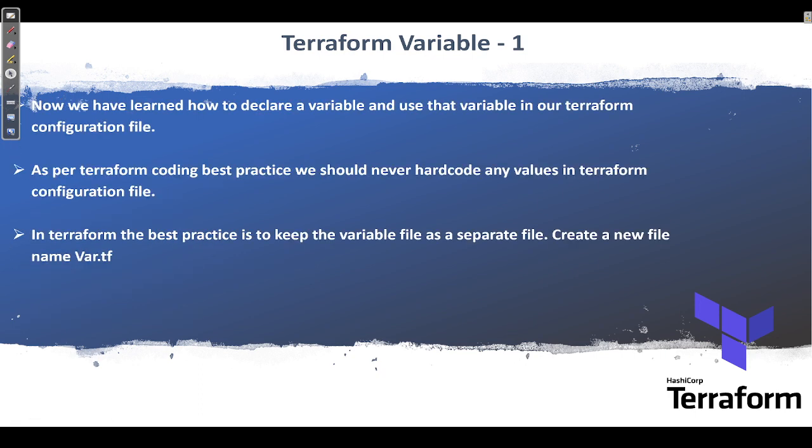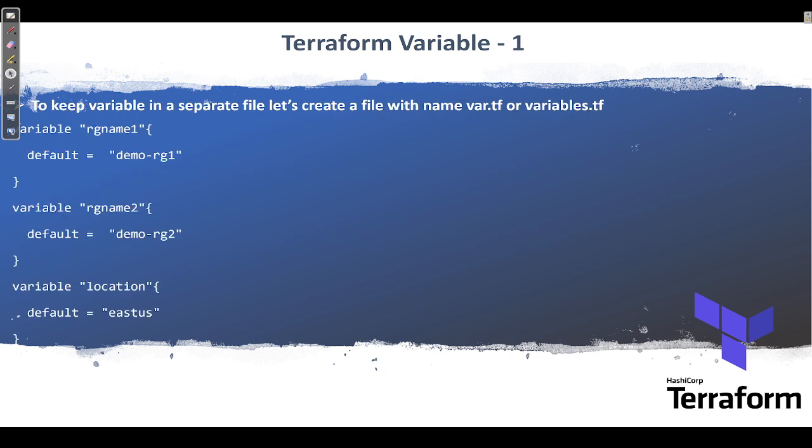So now we have learned how to declare a variable and use the variable in our Terraform configuration file, and hope it is clear to you. Now, as per our Terraform coding best practices, we never hardcode any values in the Terraform configuration file, and that is why we create a new file, that is var.tf or variables.tf. We have created variables.tf and we'll keep all the variables separate in that file. We have already seen that.